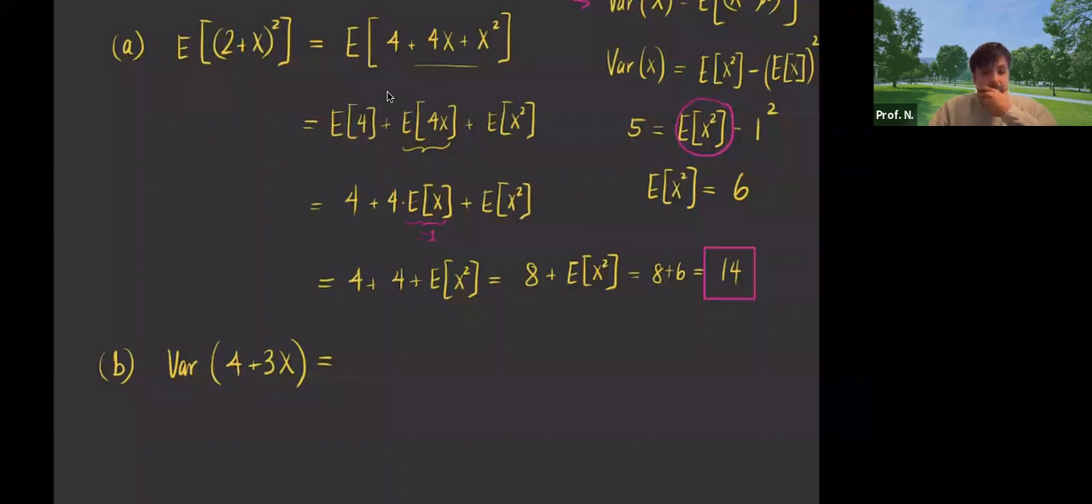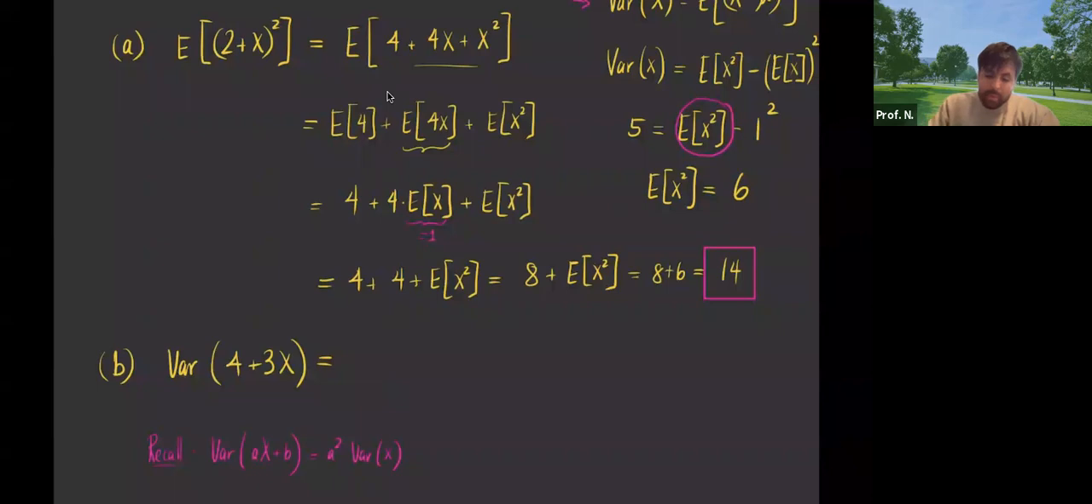I'm glad. And I think the variance of this guy should be straightforward, right? What is the variance of 4 plus 3x? Well, you can recall. What should you recall? Recall that the variance of a linear expression of x is equal to a squared times the variance of x.